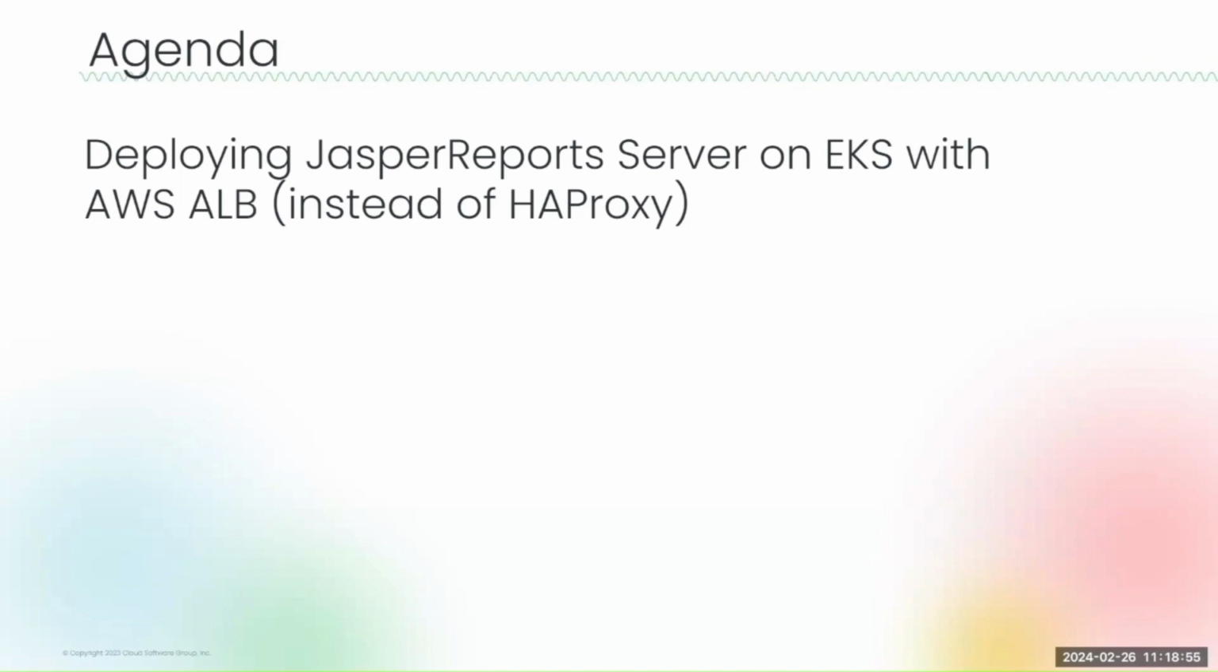To deploy JRS, we need two images, that is Jasper Server Web App and Jasper Server Buildomatic. If you want to know how to create these images, please refer to the video creating Docker images for JasperReports server. Now let's move to the demo.